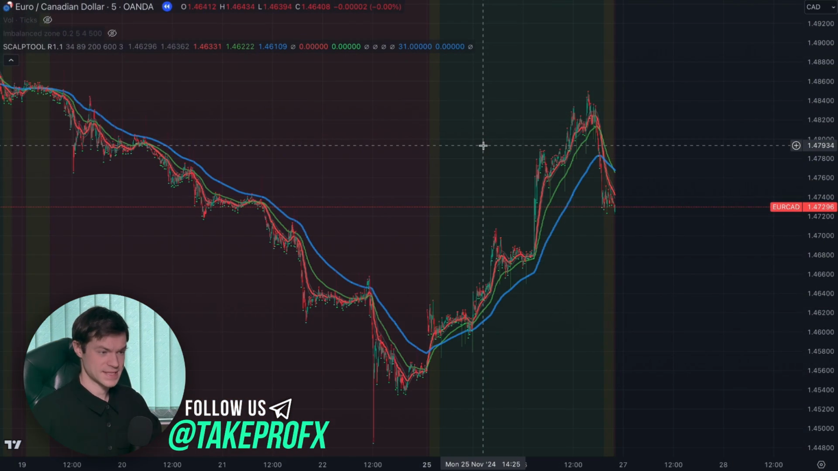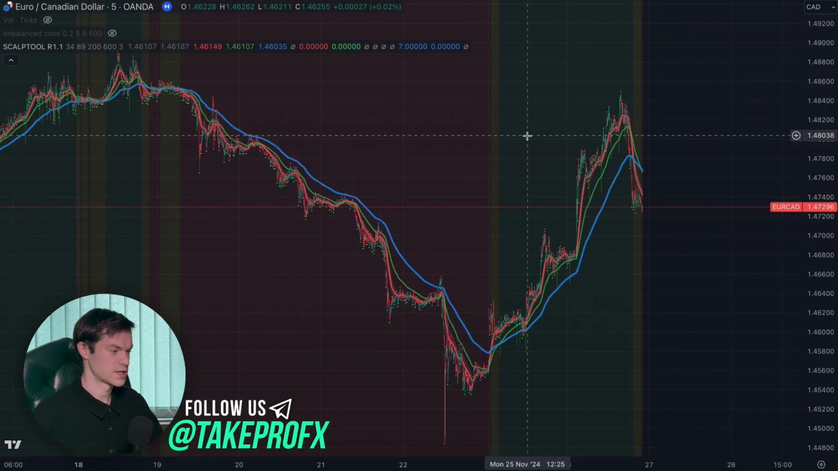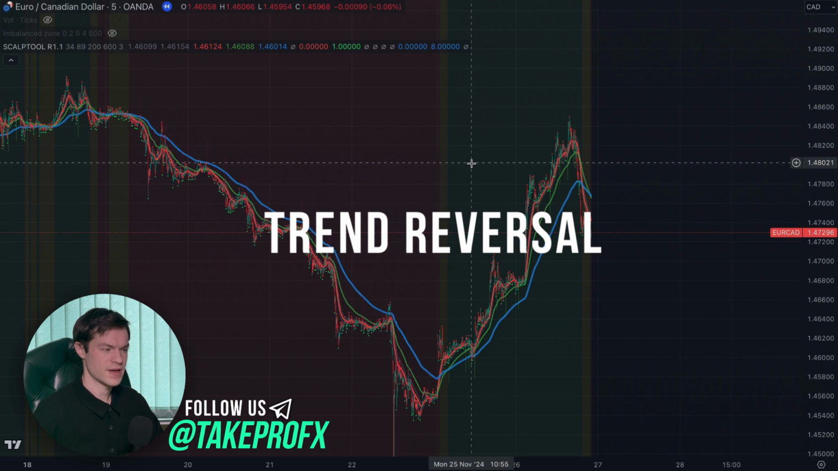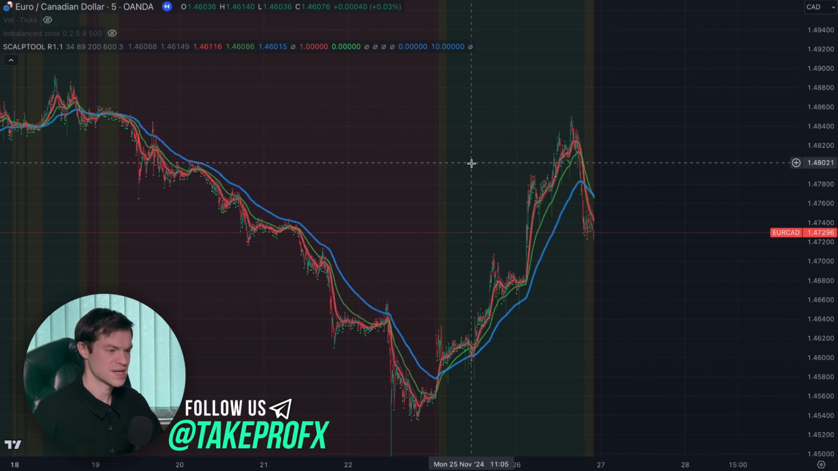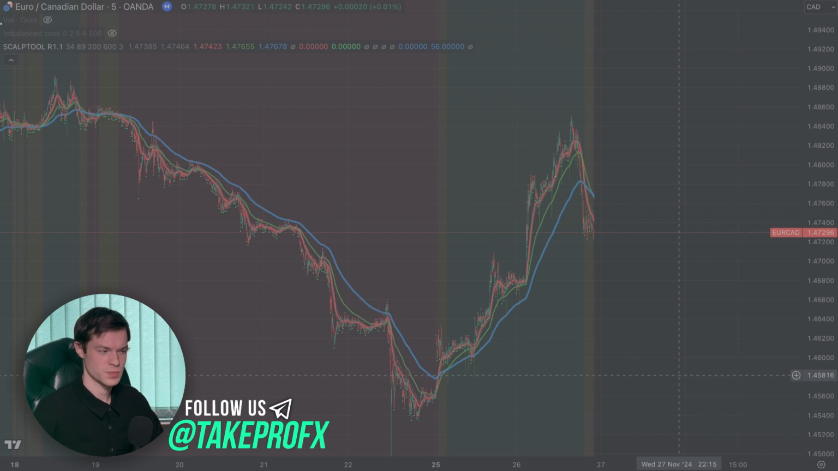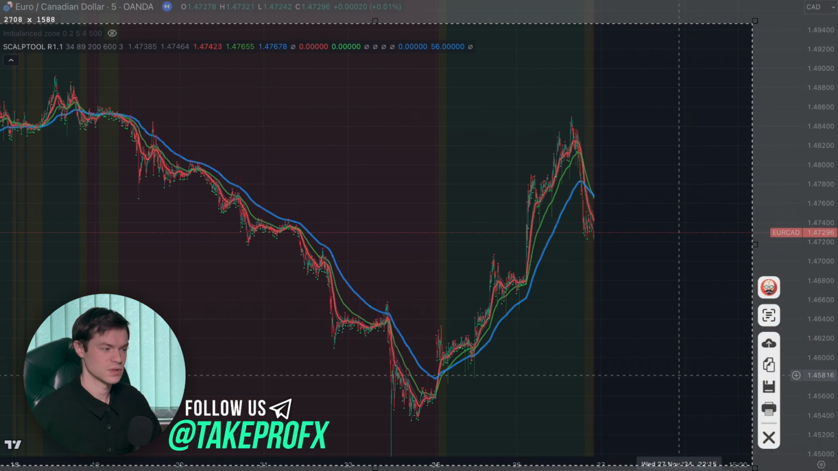So let's start with the basics. We will be looking for a full-fledged trend reversal, and despite the fact that we have a scalping strategy, it doesn't mean that we will make 100 trades per day. I don't see any point in that at all, because unnecessary actions will only lead you to disappointing results.